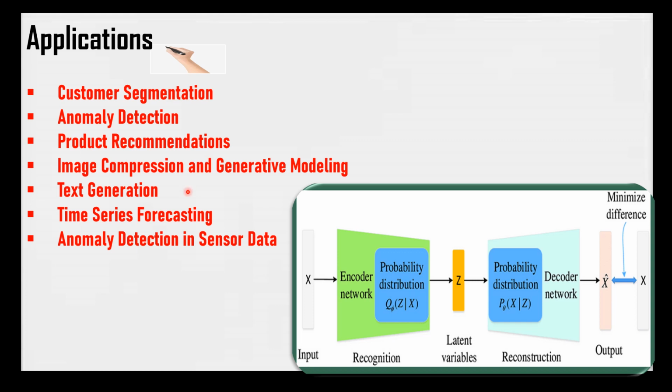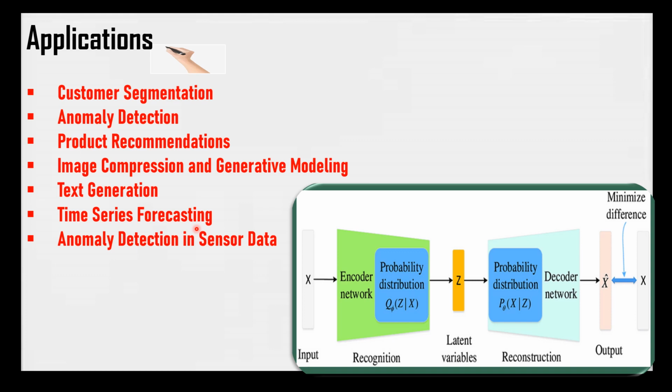Then also it can be used in anomaly detection in sensor data, where it can be used to analyze sensor data from machinery and vehicles, identifying unusual patterns that may indicate equipment failure or maintenance requirements.